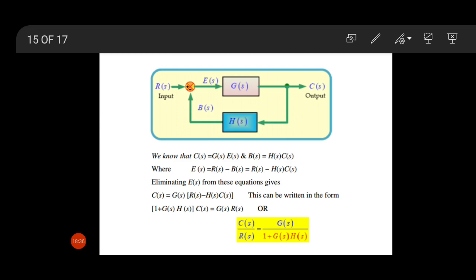Today in this lecture I have discussed all the rules of the block diagram reduction technique. So see these rules carefully. In the next lecture, or next class, I will give some examples based on these block diagram reduction rules.